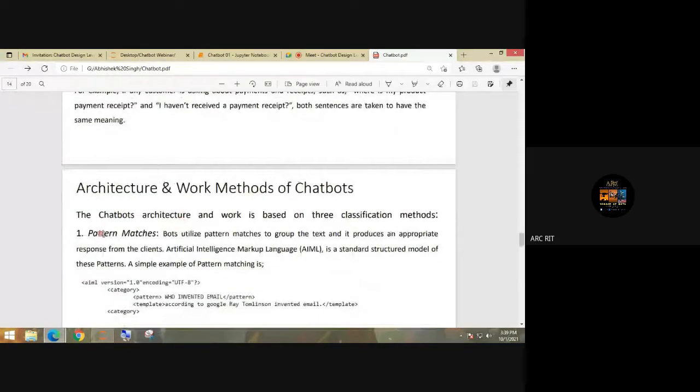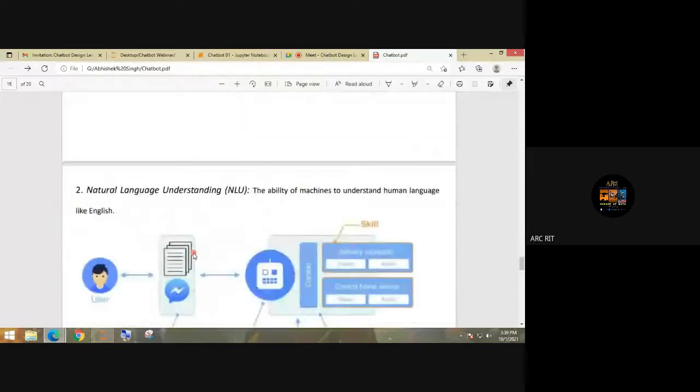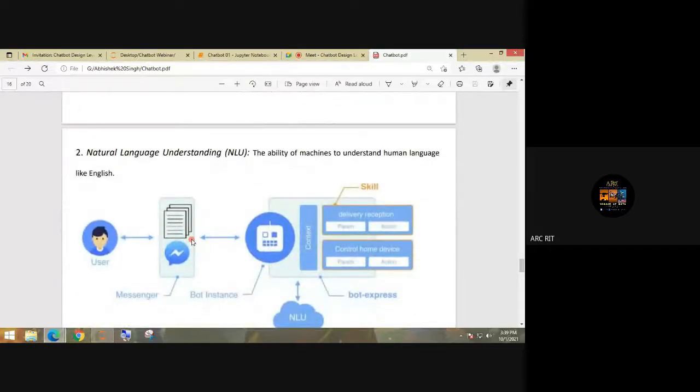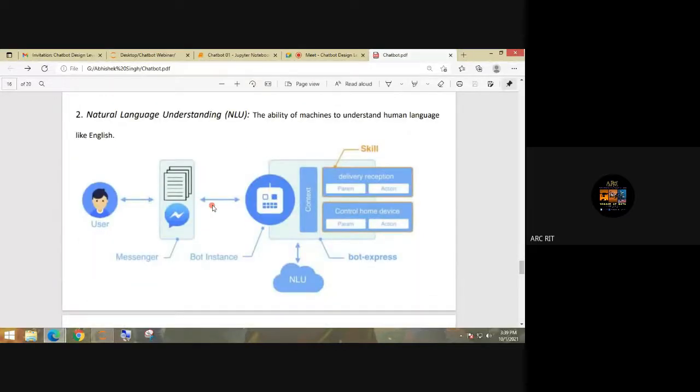So this was the first approach, the first working method, that is pattern matching. And now the second is natural language understanding, NLU. From here onwards, you can say that proper AI and proper ML is introduced. Natural language understanding, NLU, is the ability of a machine to understand human language like English.